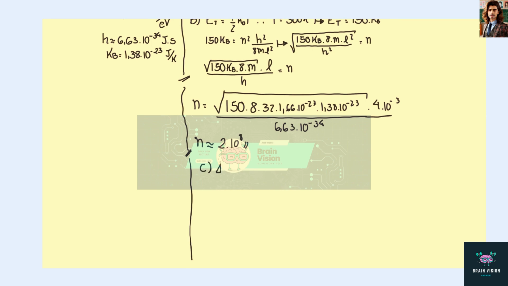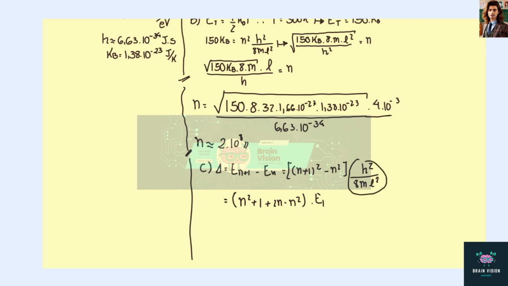In the next item, we have to calculate the energy gap between two neighboring states. So we have to calculate delta, which is given by E(n+1) minus E(n). By using the expression for E(n), we have the following: (n+1) squared minus n squared, and there is a common factor of h squared divided by 8 m L squared. This is equal to n squared plus 1 plus 2n minus n squared, times U1. This factor is equal to U1.